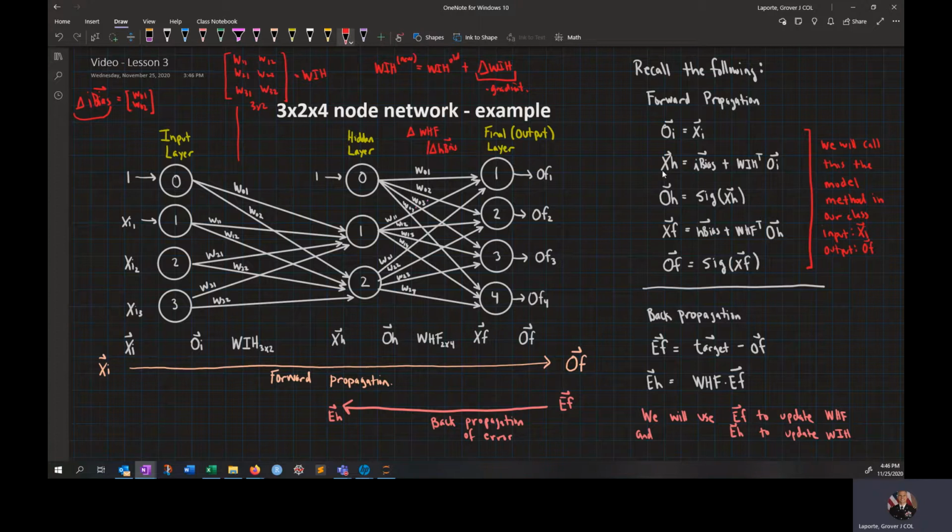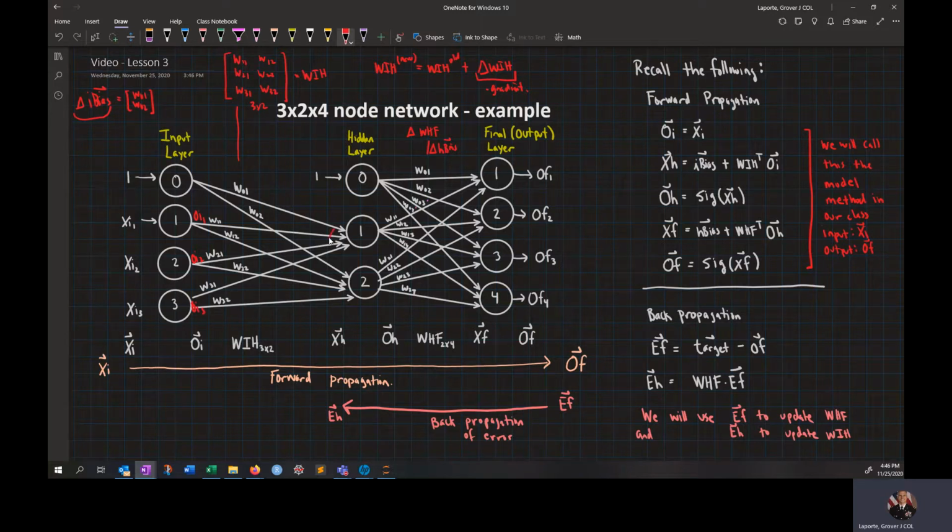Okay, so in order to be able to do that, let's recall the following. I don't think I'm going to write much out here because this will be a long video if I did, but just recall that the output of the input layer is equal to the input of the input layer. So really nothing goes on here, right? Whatever comes in here goes out there as OI1, OI2, and OI3.